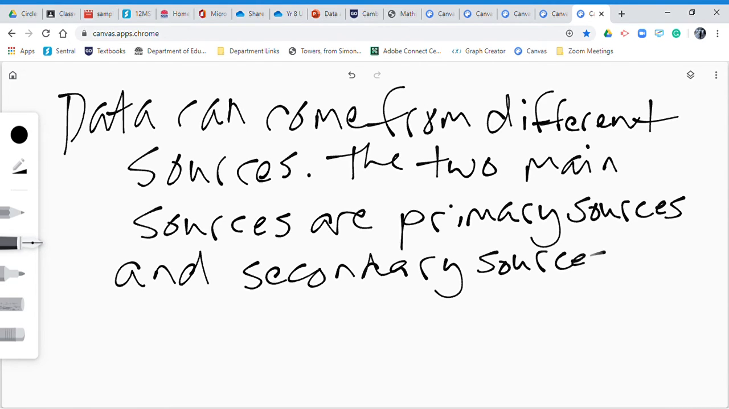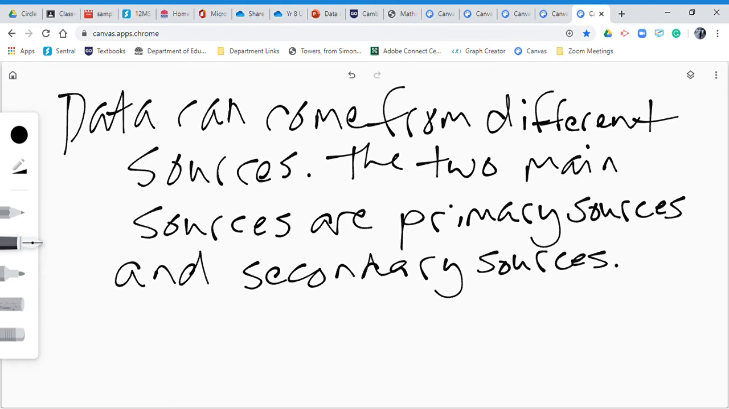So you have primary sources and secondary sources. Primary sources tend to be first-hand information that you collect from the original source by a person or organization. A secondary source has been collected, published, and then summarized by someone else before we actually use it. So sometimes it's second-hand sources like newspaper articles, textbooks, the internet, blogs. All are examples of secondary sources.